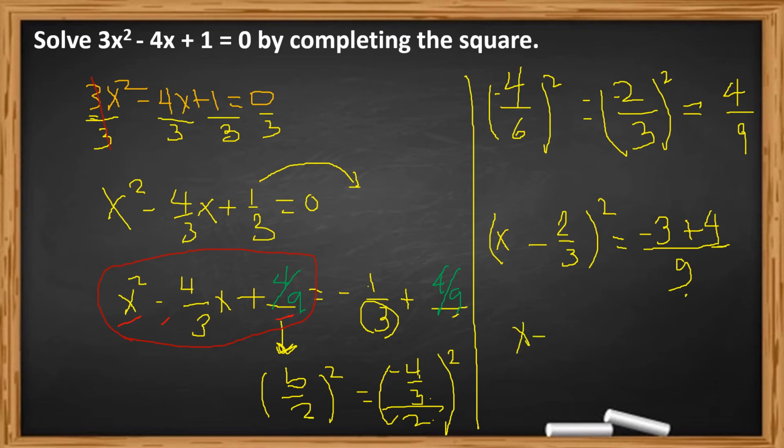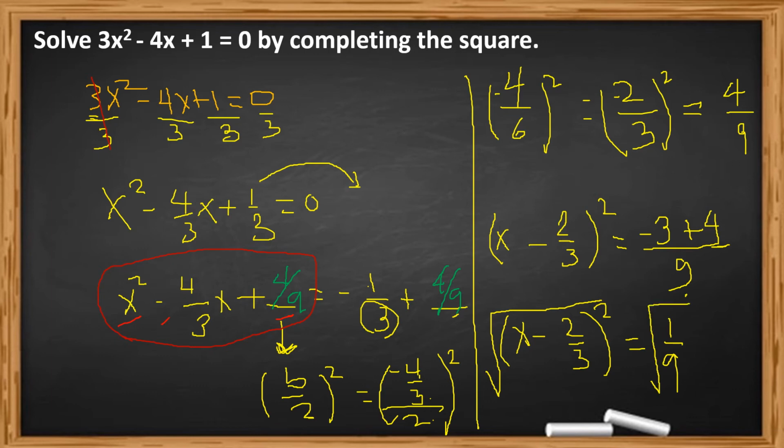So we rewrite again to give way for the right side of the equation to be simplified. So -3 plus 4 is 1/9. I think we are now ready to extract the square root of both sides, so applying the square root property.